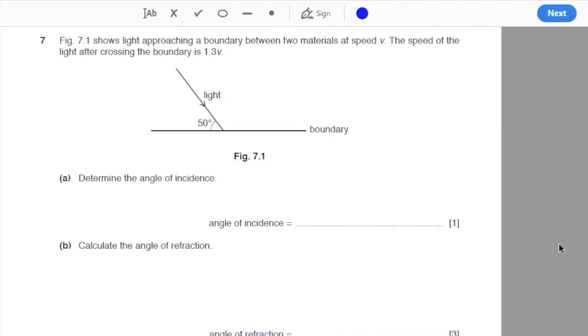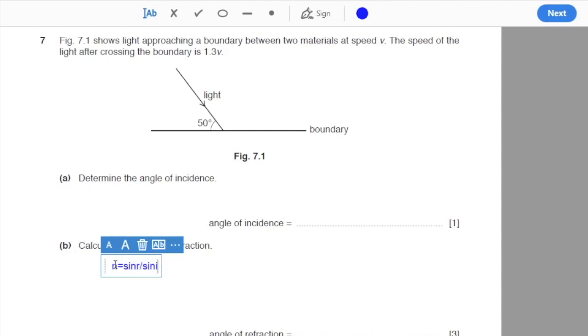Okay, so normally the formula which is used is refractive index equals sine of incident angle divided by sine of refracted angle. But since in this question the light is moving from a highly dense material to a less dense material, we will be using the formula refractive index equals sine r divided by sine i.